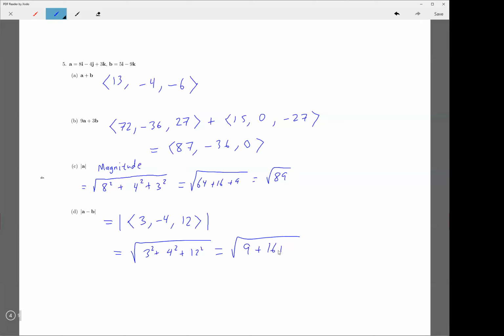Nine and 16 and 144. Okay, so that's 144 and 9 and 16 is 160. It's the square root of 169. Hey, is that 13? The square root of 169 is 13. Yes, I think it is. Okay. Yeah. Okay, great.